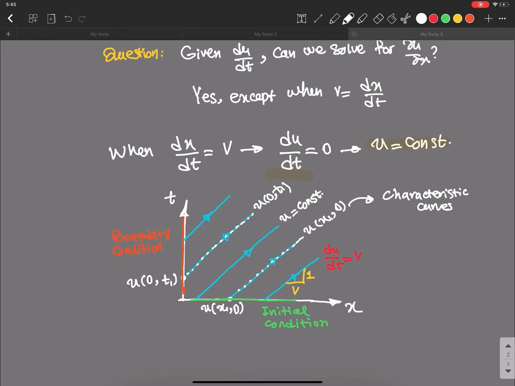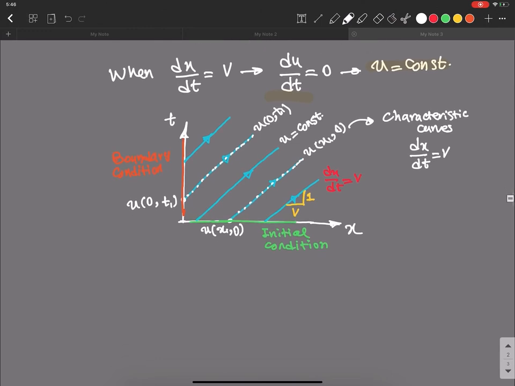So these lines are where our solution just propagates. Any solution that we have in our PDE propagates along these lines. And for this simple advective transport equation, the characteristic curve is very simple. It's just dx over dt equals v, okay? And our PDE solution, u, is going to propagate along this line. It's going to stay constant and just propagate along that line.